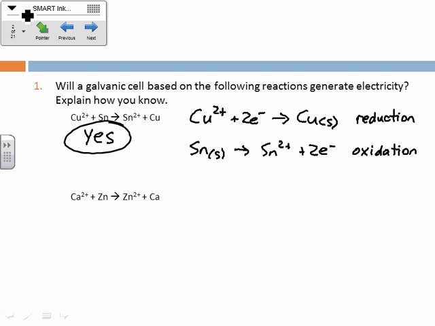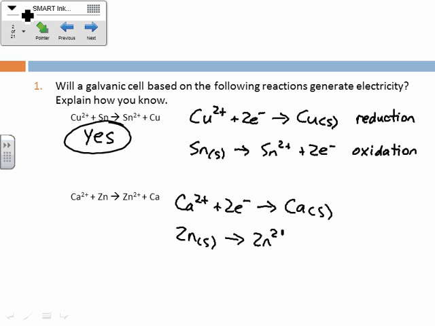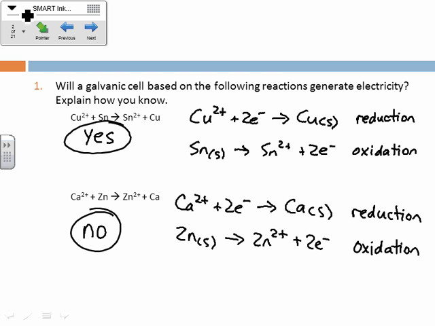Alright, second one down here, again, if we're just using our half reaction method here, Ca2 plus 2 electrons is going to give us solid calcium. And then zinc, which is a solid to begin with, is going to get oxidized into zinc 2 plus 2 electrons. Okay, so again, this would have to be the reduction, and this would have to be the oxidation. Is that going to occur? Okay, zinc is higher up on the reduction potential chart than the calcium. So for calcium to get reduced while zinc gets oxidized, that's not going to occur spontaneously. So the answer here is no, this will not generate electricity.